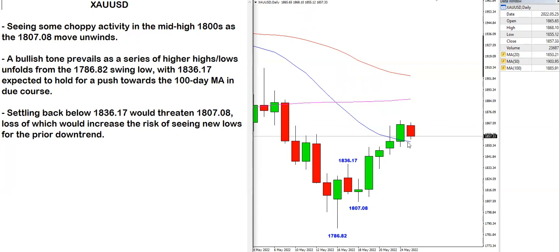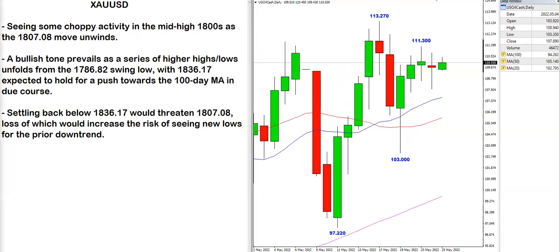We've got the 100-day moving average, the pink one, that comes in today at 1885.91, and there are some targets in and around that region. Downside, settlement back below 1836.17 would look like we've seen a corrective bounce from the swing low, the trend low, 1786.82. Although 1807.08 is still seen as the trigger for a resumption of the previous major downtrend.